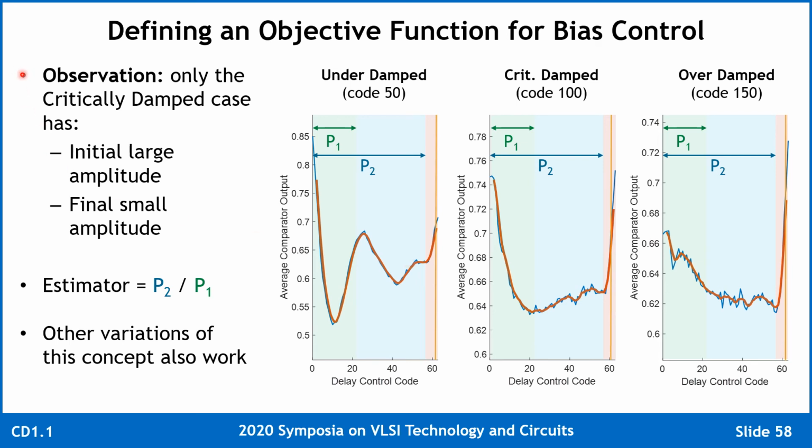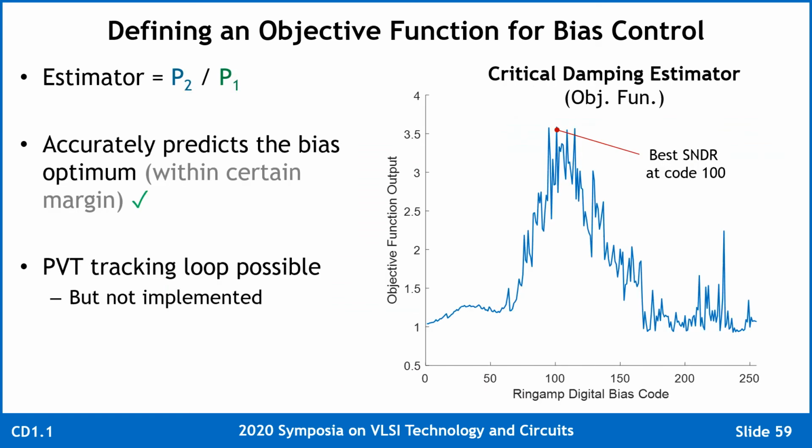It's based on the observation that only the critically damped case has a large initial amplitude and a final small amplitude. In the case of the underdamped, there's large variation in amplitude both initially and finally, and in the case of overdamped, it's about the same amount of variation in amplitude. If we compare the total power of each signal to just the initial power of each signal, this ratio should give us a good estimator as an objective function.